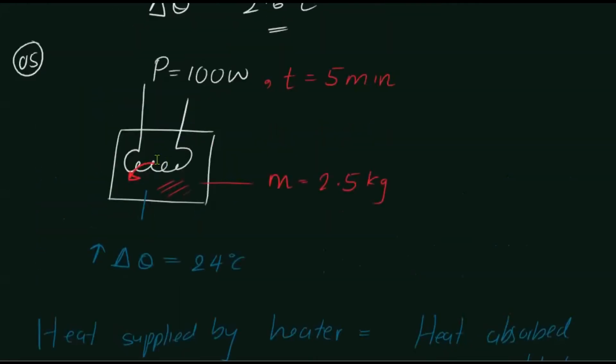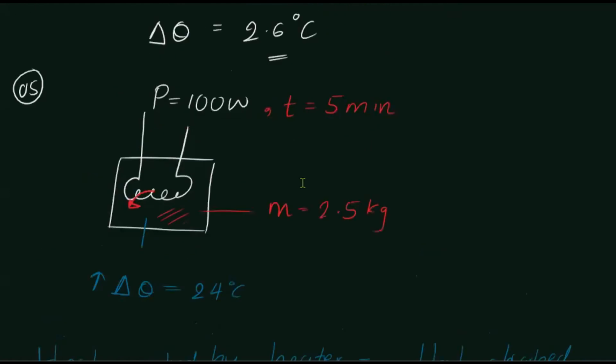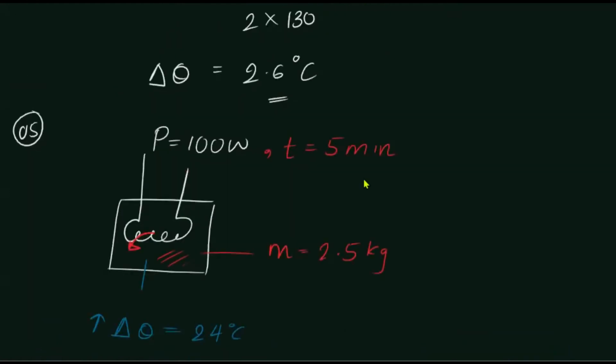Actually, how is the heater supplying heat? By electrical energy. Electrical energy is converted into heat energy, right? So power can be written as how? Power of a heater can be written as power is equal to electrical energy E over T. So therefore the electrical energy can be written as P into T.